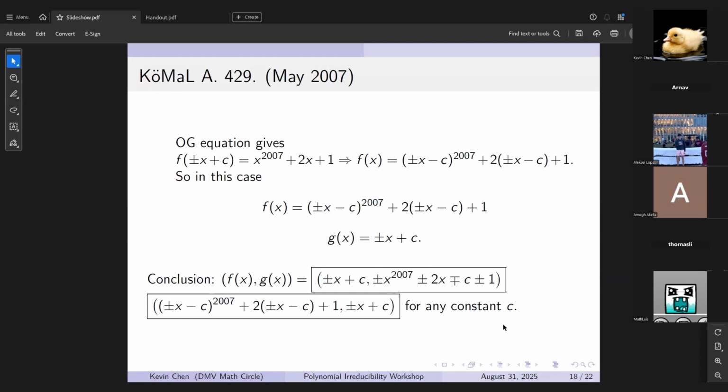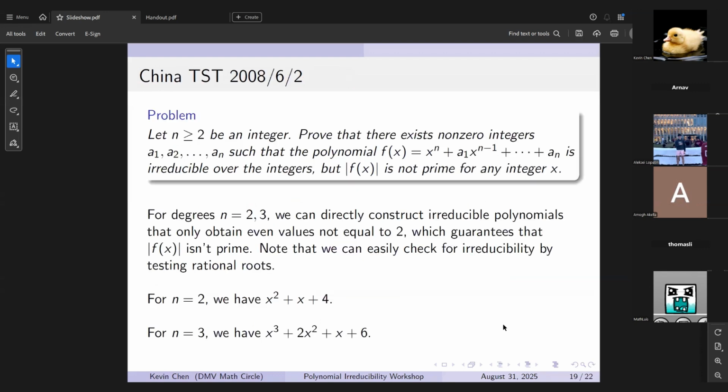And the final problem, that was on Olympiad, which is the China TST 2008 Quiz 6, Problem 2. Thanks to Alexi for giving me this problem as a suggestion. So here it goes. Let n greater than or equal to 2 be an integer.